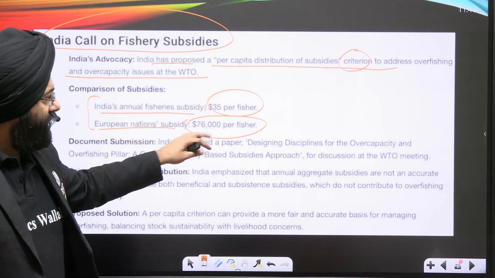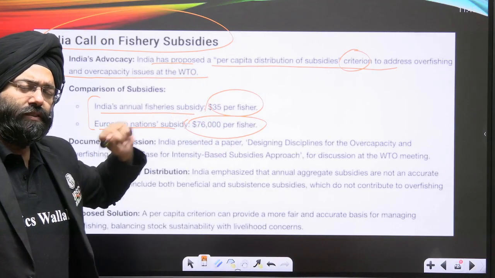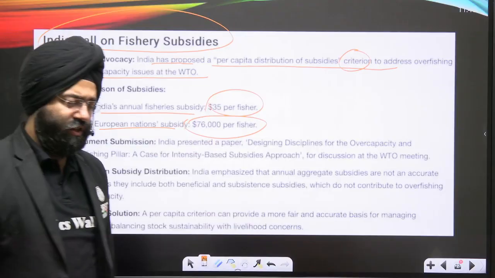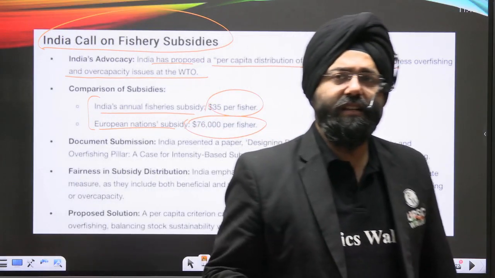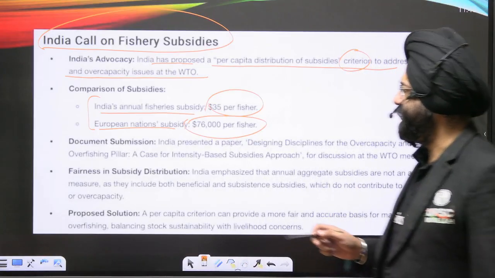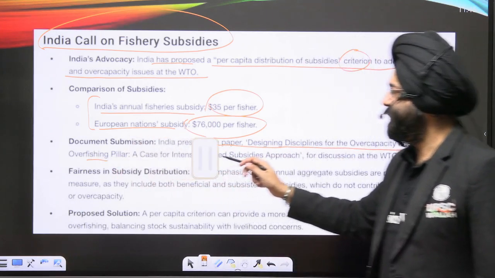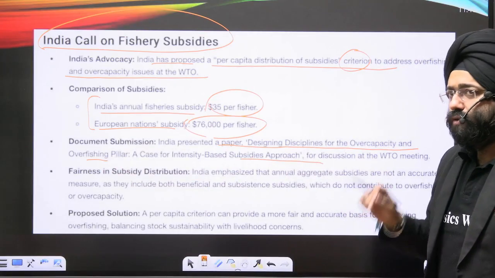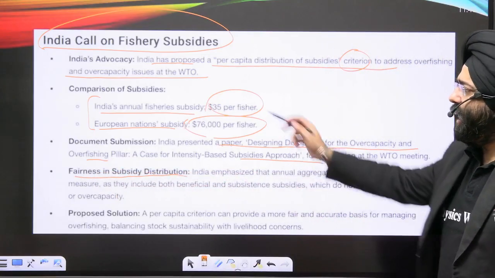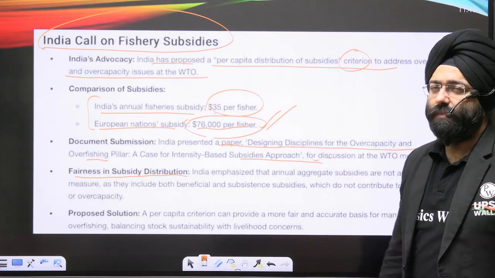Now, when $76,000 subsidy is given annually to fishermen, you realize they will be having all the equipments, all the technologies in which they can better basically exploit the fishes or catch the fishes. And what happens after that is nothing remains for the fishermen who are from the developing nations. That is why we say India presented a paper designing discipline for overcapacity and overfishing pillar, a case for interest-based subsidy approach. That means in this paper, India said there has to be a fairness in the subsidy distribution. That how come they are giving so much subsidy, and when we give certain subsidy, restrictions or questions are being imposed on us.